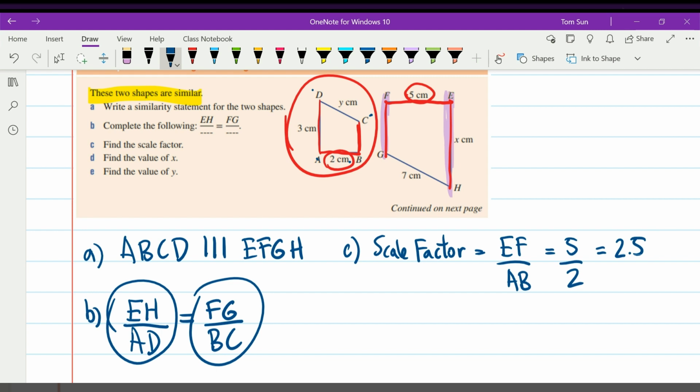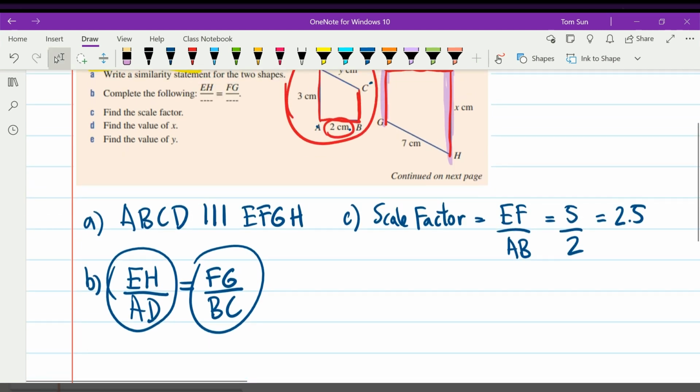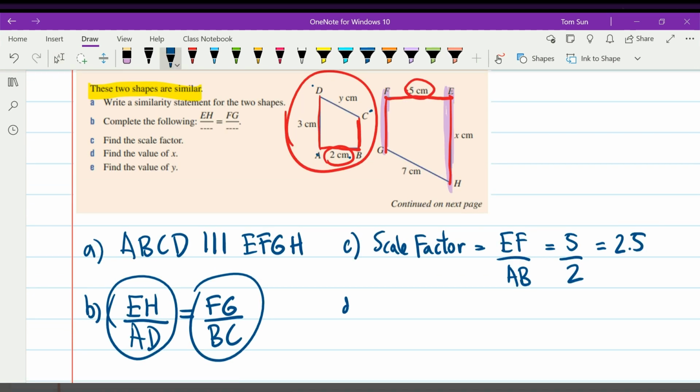So if we're going from the smaller shape to the bigger shape, I multiply by the scale factor to find the unknown lengths. If I'm going from the larger shape to the smaller shape, I'm dividing by the scale factor right here in order to find the proper values. So what does that mean? Look at question D with me.